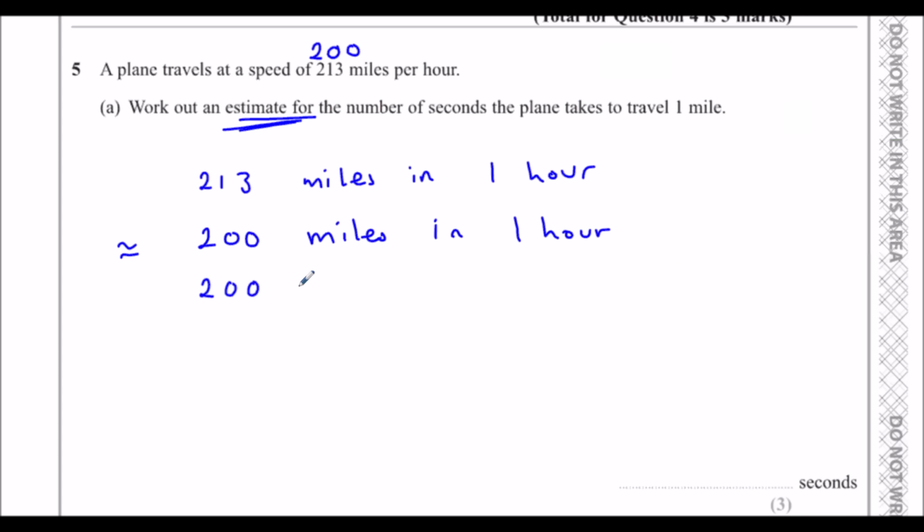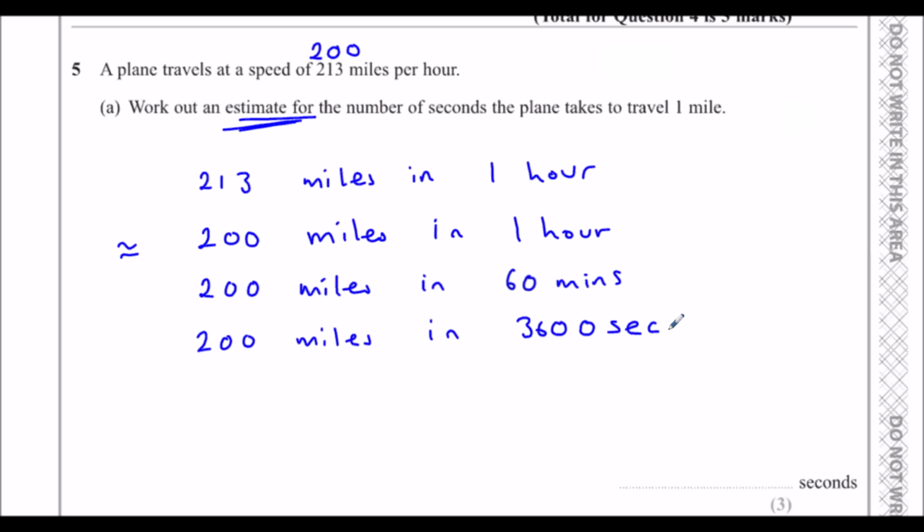Well, there's 60 minutes in an hour. And in each minute, there are 60 seconds. So 60 times 60 is 3,600 seconds. So 1 hour is the same as 3,600 seconds. So it goes 200 miles in 3,600 seconds.